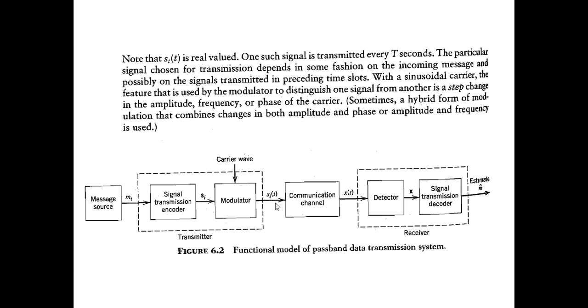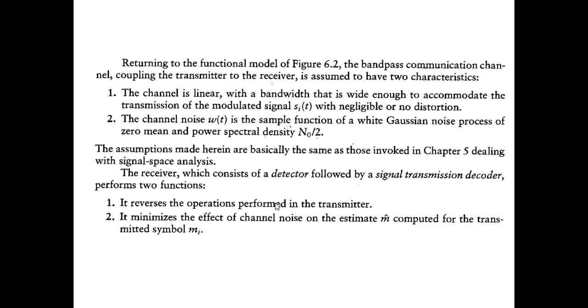The particular signal chosen for transmission depends in some fashion on the incoming message and possibly on the signals transmitted in the preceding time slots. Here we use a sinusoidal carrier, whose amplitude, frequency or phase is changed according to the input si, which depends on the message source generating digital data, either 0 or 1. So this is the transmission part, and si(t) goes to the communication channel.